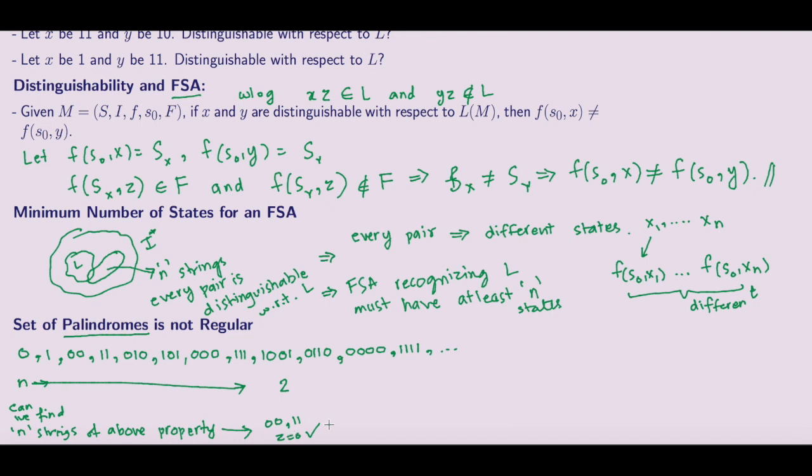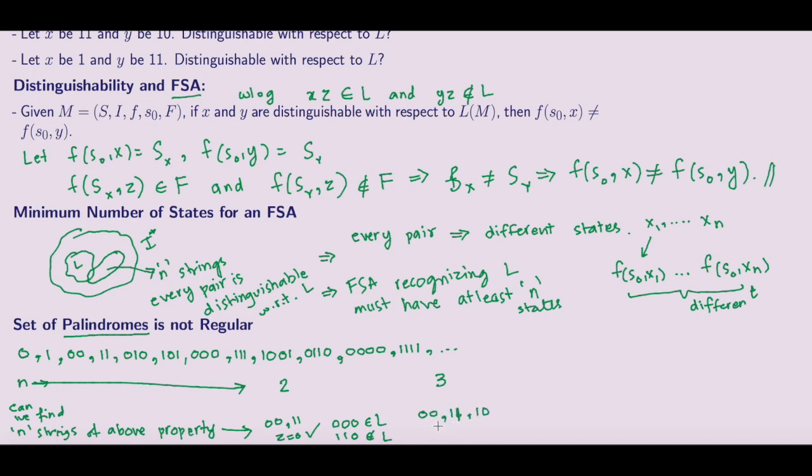Why? If z is equal to 0, so let's illustrate it a little bit more. If z is equal to 0, then 000 is in L, but 110 is not in L, right? So now can we find the same story with n equal to 3? Yes, we can find it. We can say 00, 11 and 10.